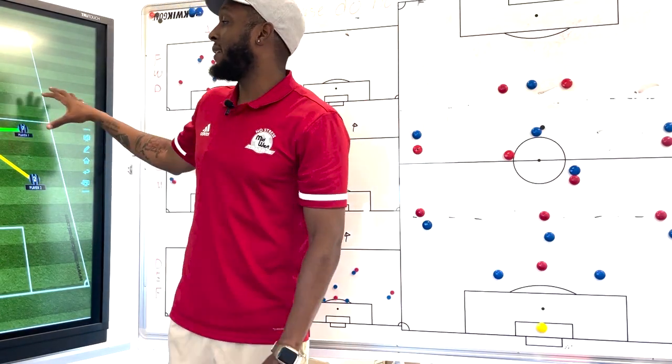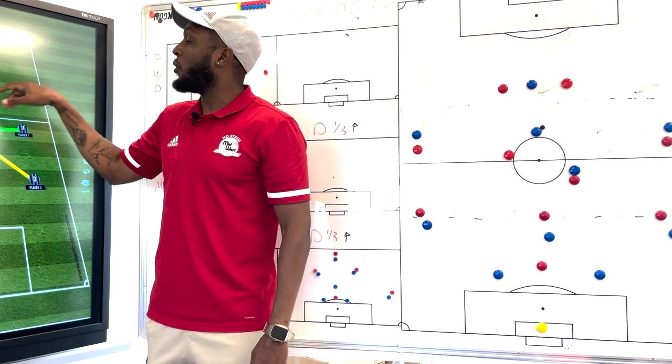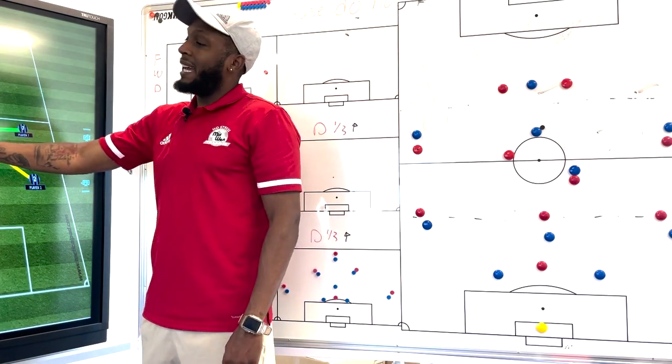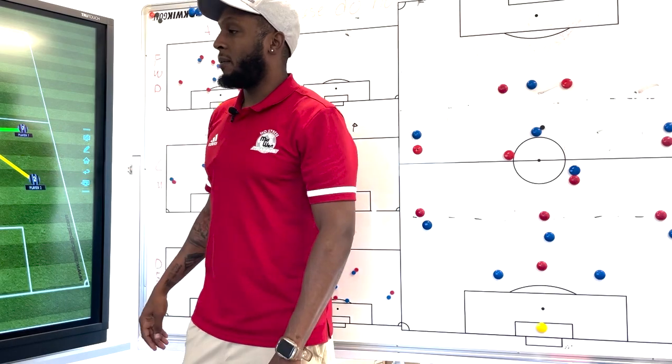So we have our primary connecting players with our 3 forwards, our 2 center mids, and then we just have our secondary as our back 4 line.